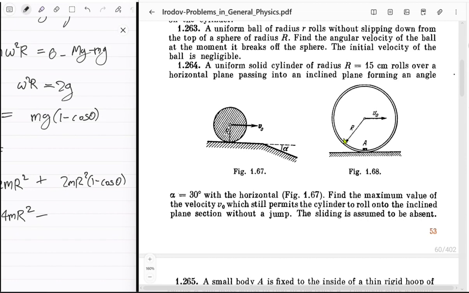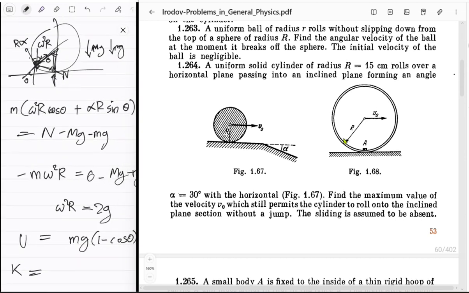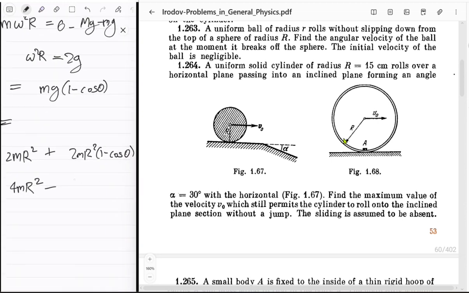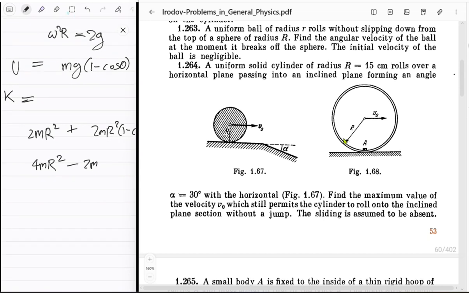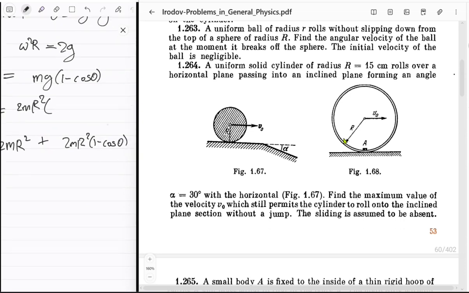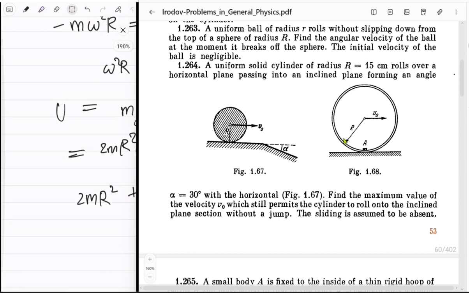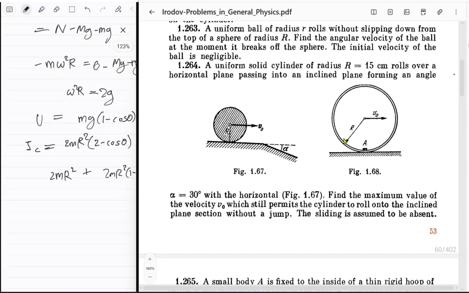So all in all, you just have 4mR squared minus 2mR squared times 1 minus cosine theta. That's correct, right? Of course. Just take 2mR squared common. So it's 2mR squared, and then you got this thing, 2 minus cosine theta, right? Sorry, this is not the kinetic energy, it's just the inertia. So it's the inertia about the contact point.